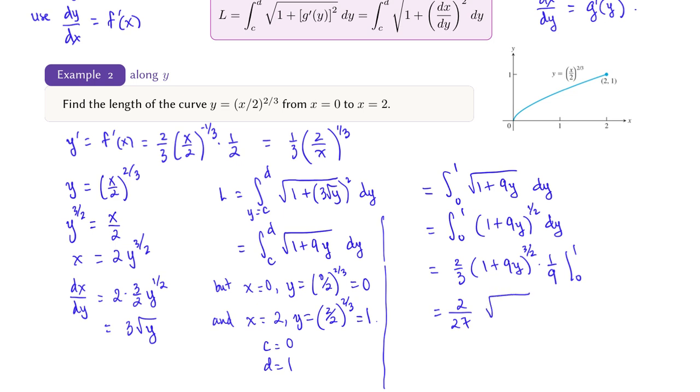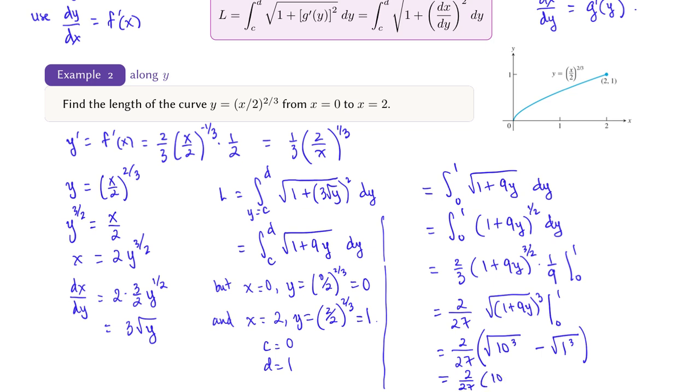We first simplify the antiderivative. It is 2/27 times the square root of (1 plus 9y) cubed. Evaluate this at y equals 0 and y equals 1. Plug in 1, we have 1 plus 9 times 1, cubed. And then plug in 0, we have 1 plus 9 times 0, cubed. And so this is 2/27 times (10 root 10 minus 1).